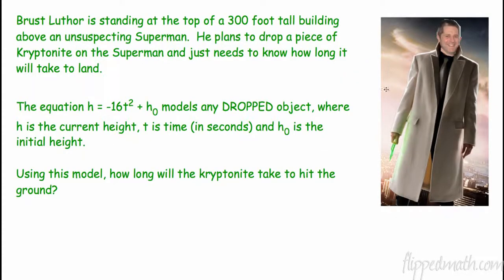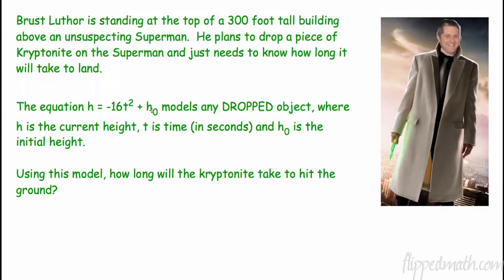So over here we have Lex Luthor standing at the top of a 300-foot tall building above an unsuspecting Superman. He plans to drop a piece of kryptonite on the Superman and he just needs to know how long it will take to land. So we have an equation here. This equation is for any dropped object, so you're going to use this in your applications. We have the height we want to know equals negative 16 times time in seconds squared plus h sub 0. H sub 0 means our initial height.